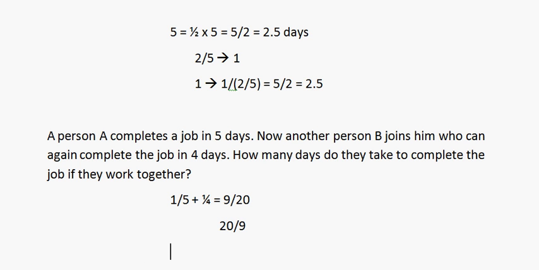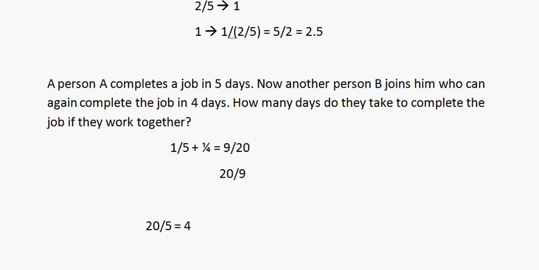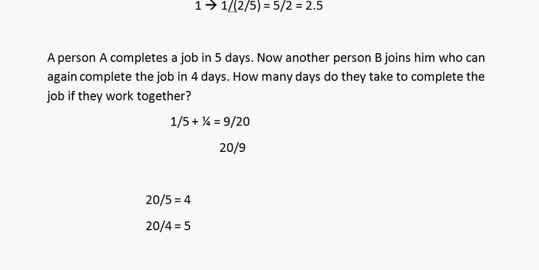Or conversely, we can assume the number of units of work in such a way that it is divisible by both 5 and 4, right? So we can assume that the number of units of work was 20. So A's 1 day work was 4 units, B's 1 day work was 5 units, total 1 day work was 9 units.